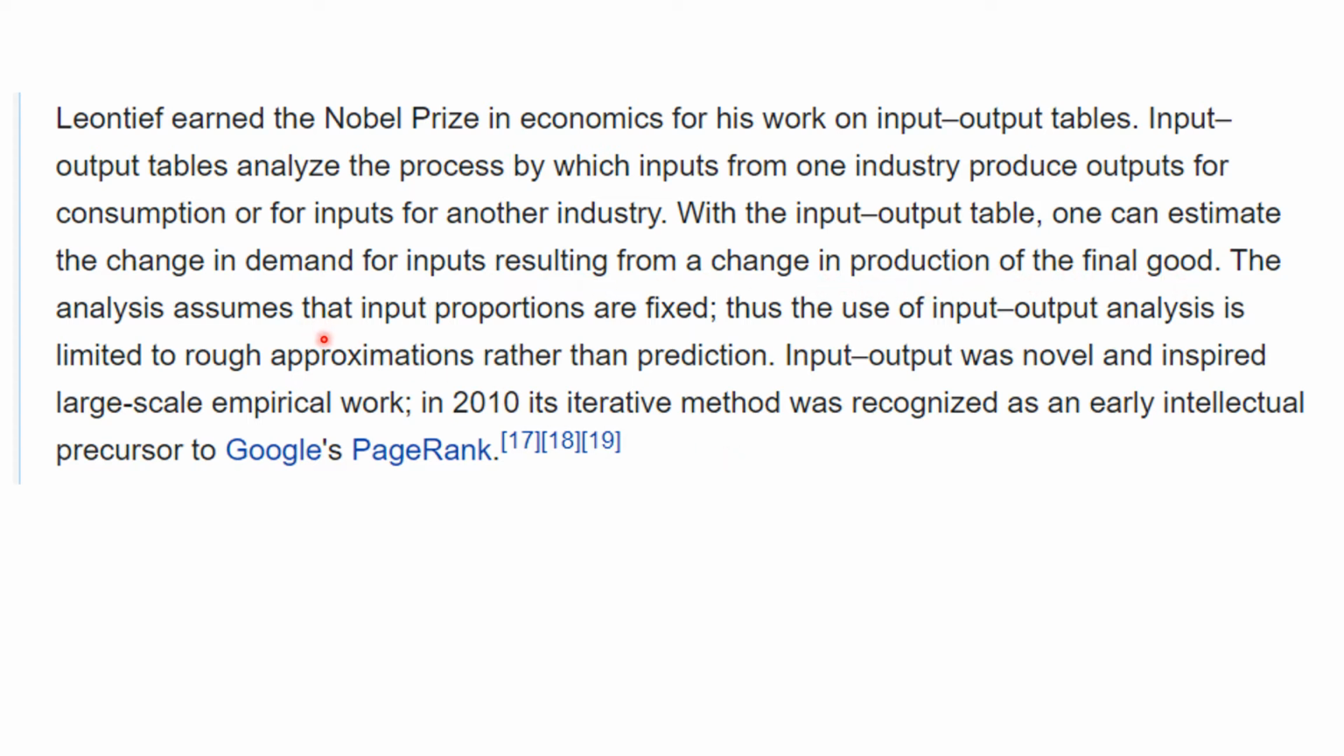The analysis usually assumes that the input proportions are fixed. Input-output analysis is limited to rough approximations because there aren't stochastic inputs, but still it was novel at the time and inspired large-scale empirical work. And it actually was very intellectually satisfying because in 2010, its iterative method was recognized as an early intellectual precursor to Google's PageRank algorithm. Kind of a powerful kind of thing.